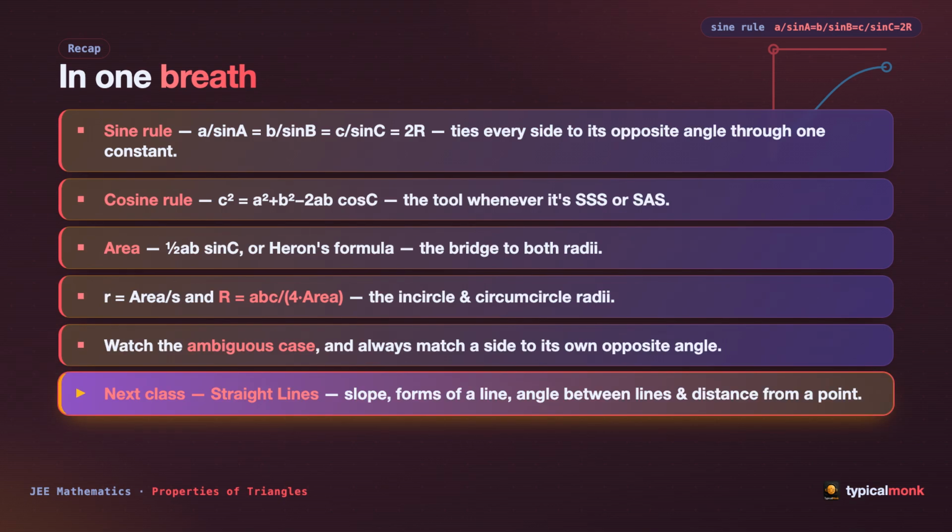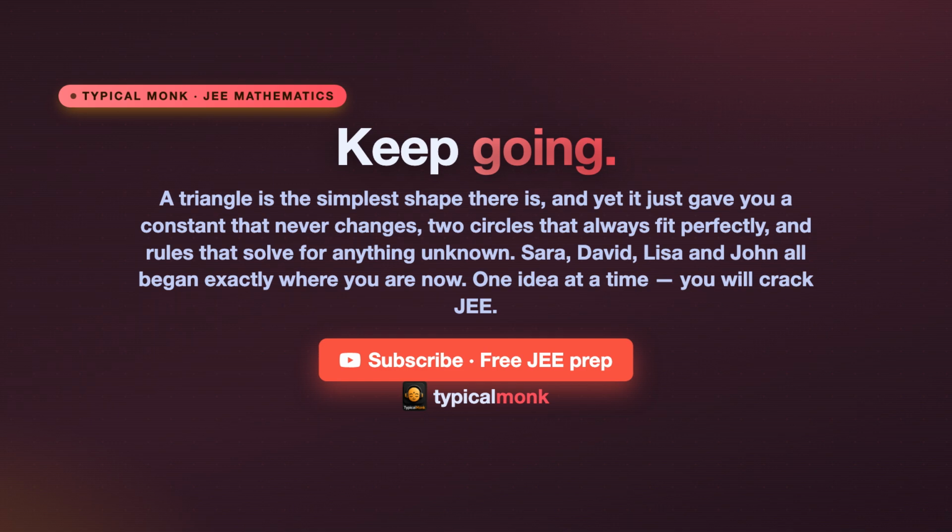In the next class, we step into coordinate geometry with straight lines, slope, the forms of a line, the angle between two lines, and the distance from a point.